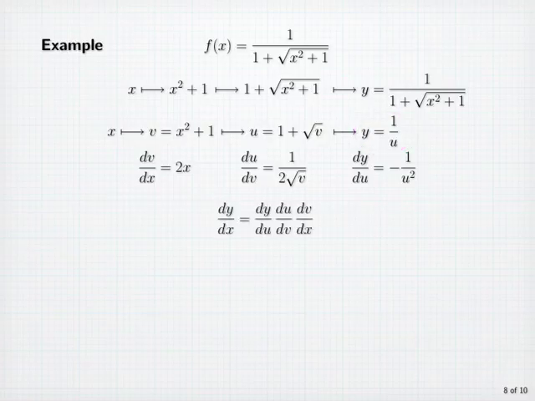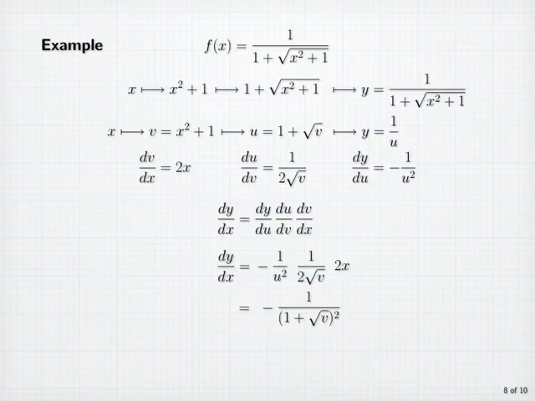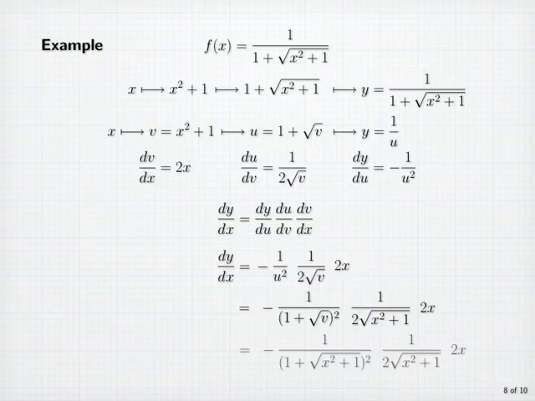So, chain rule says that dy dx is equal to dy du, which is minus 1 over u squared, times du dv, which is 1 over 2 root v, times dv dx, which is 2x. So we have our derivative there expressed in terms of all three variables x, u, and v. We can now substitute u equals 1 plus the square root of v, as well as v equal to x squared plus 1 into our derivative, and then again substitute v equals x squared plus 1 to obtain the same result that we saw before.